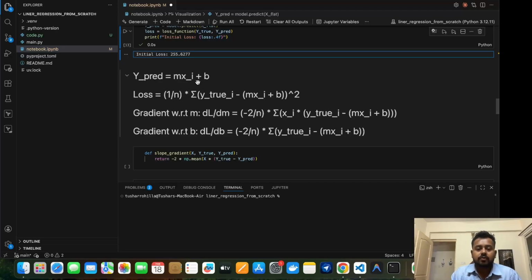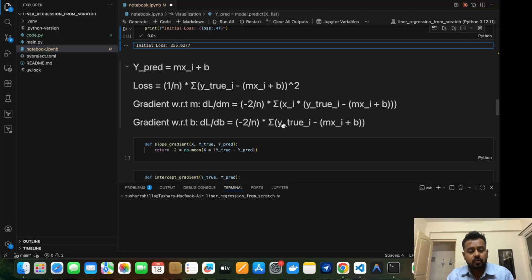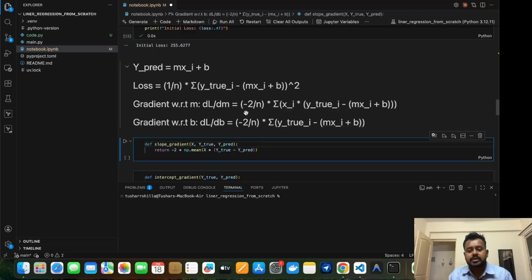So y predict is equal to mx plus c, or mx plus b in our case, because we are calling b the intercept, and m is the slope, and the loss is this one. So if you differentiate this loss with respect to m, this will be the equation, right? And if you differentiate loss with respect to b, this will be the equation, right? So these are the functional equations which we should be returning as the gradient of loss with respect to slope, and the gradient of loss with respect to intercept, right?